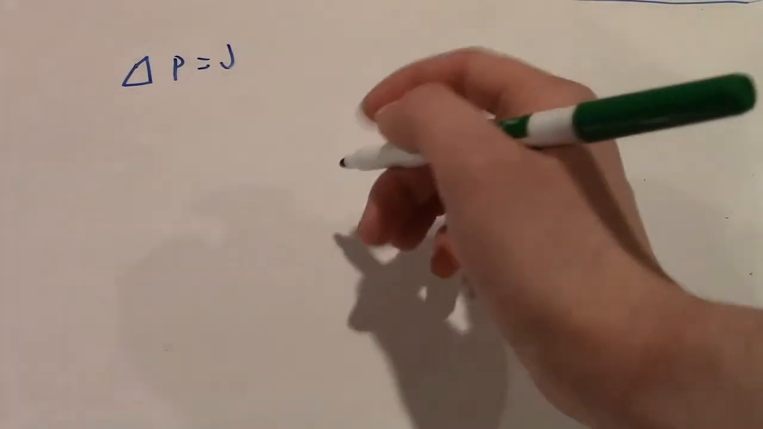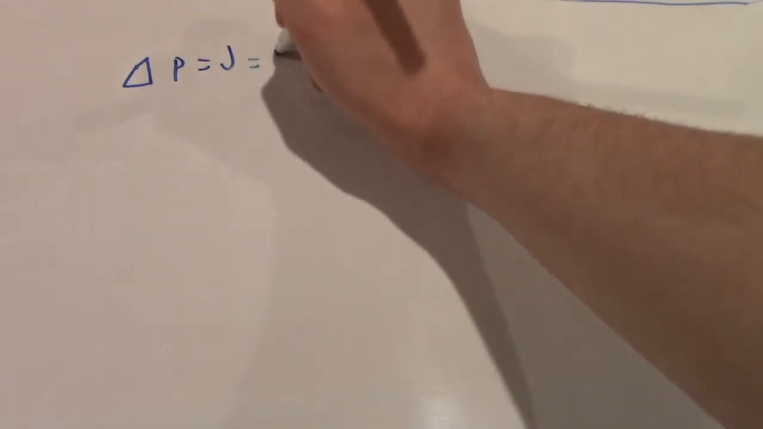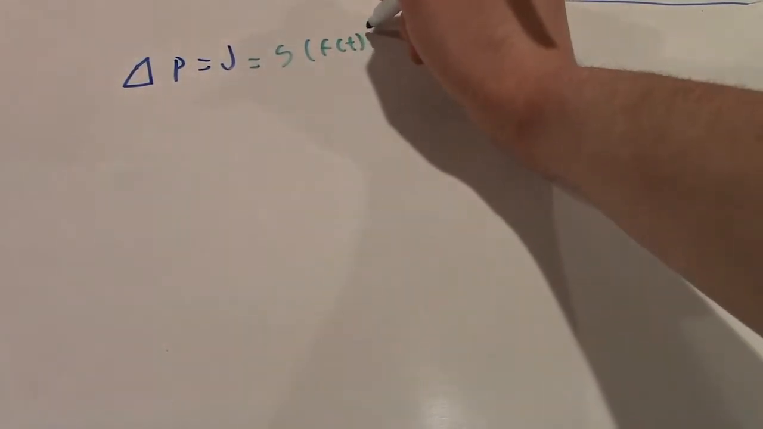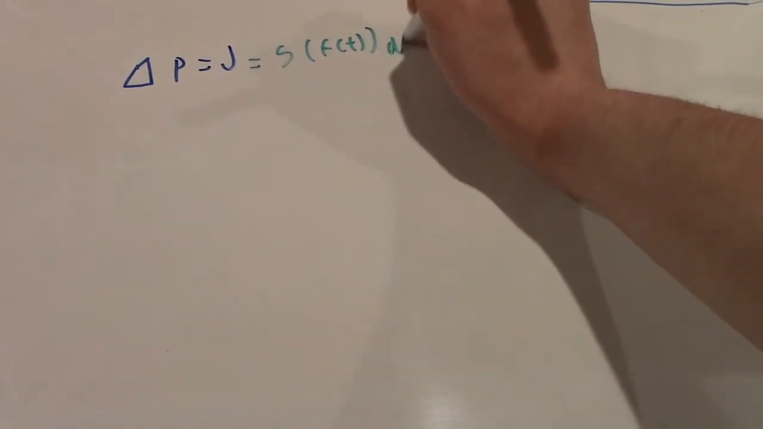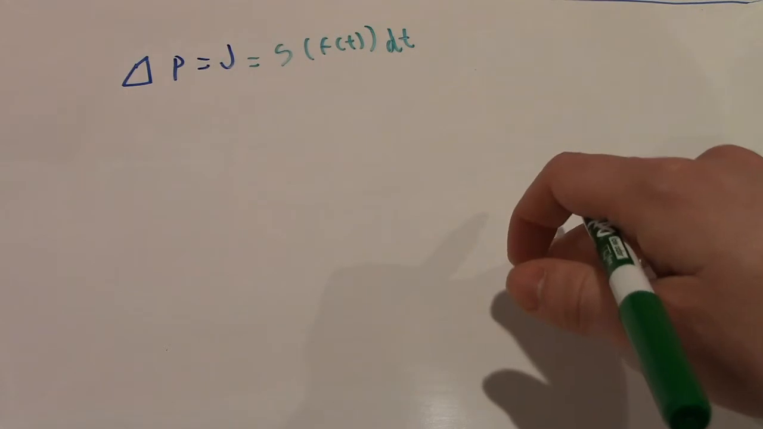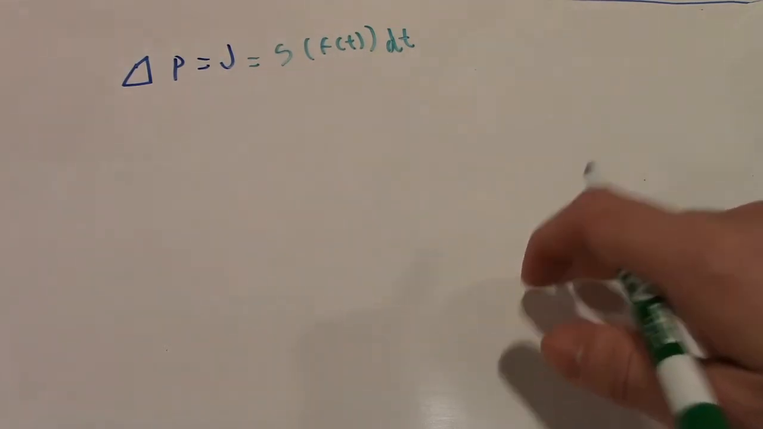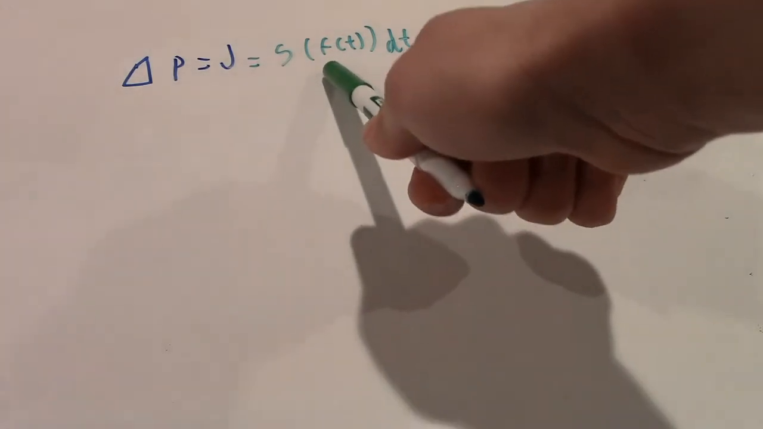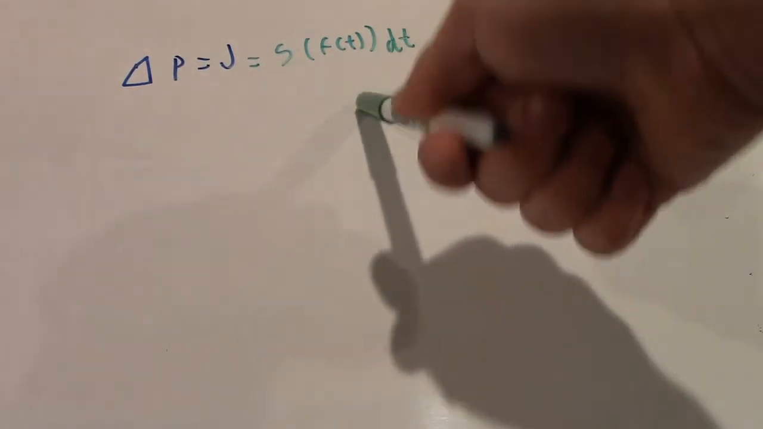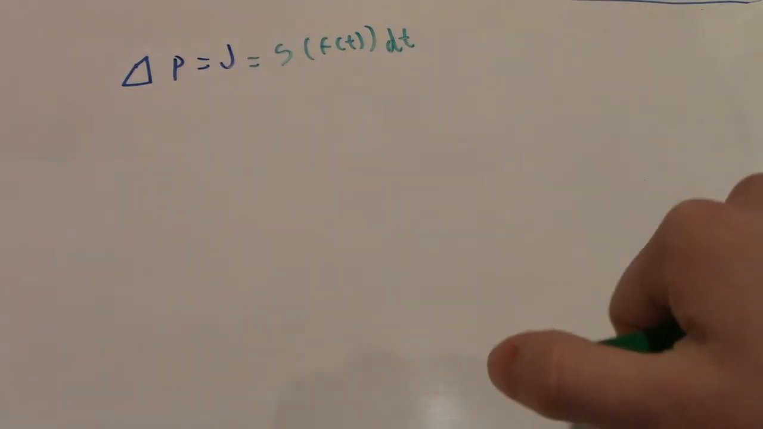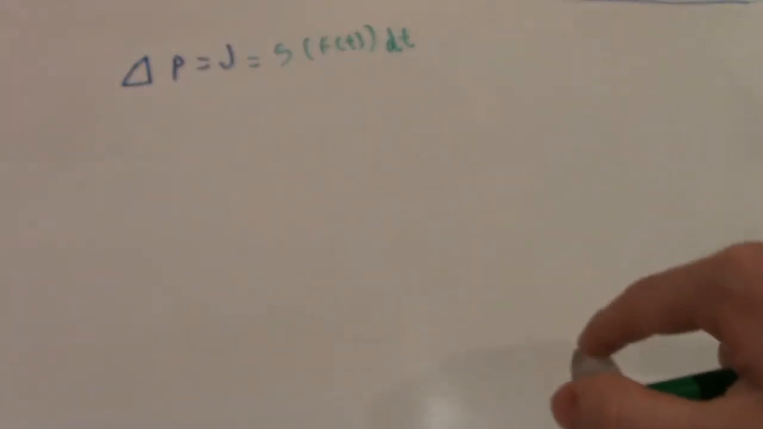Now, as I mentioned earlier, momentum is changed via a force. So, our change in momentum is equal to the integral of a force function, f of t, with respect to time. And time is represented by the letter t. Now, it is important to take the integral of force with respect to time, because this is in case we are applying a force that changes over time.